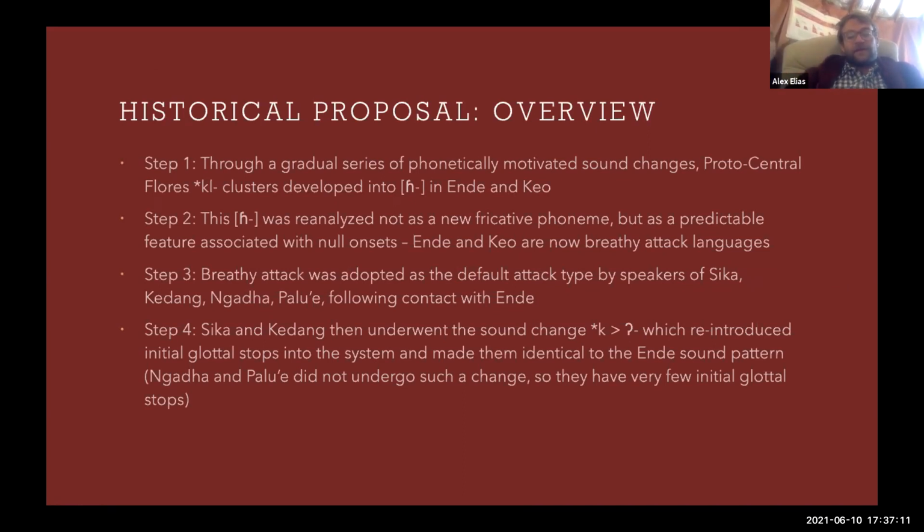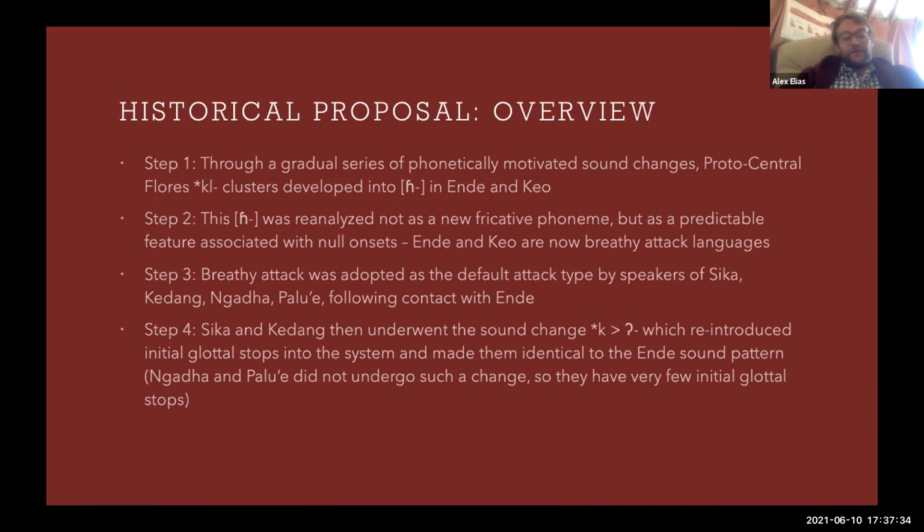So these are now breathy attack languages because I'm proposing that the proto-languages were themselves glottal attack. So they would have been inserting glottal stops everywhere, but we'll see all these steps in a bit more detail soon.